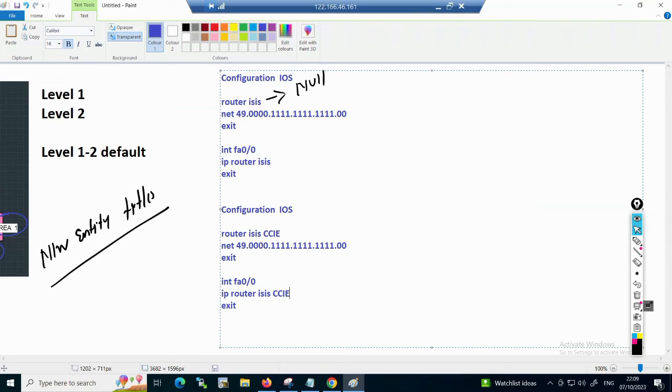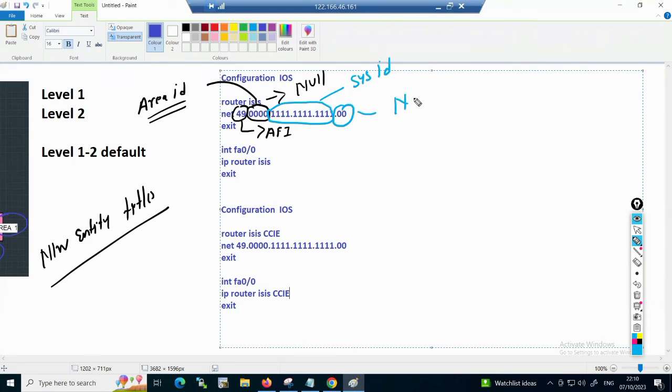The same tag you need to define over here. Right? This is the IOS configuration. Again, this part is known as the AFI, authority format, and this part is known as the area ID. This part is known as the system ID. And this part is known as the N selector. Same thing, this is the null. This is just a tag value that I have defined.